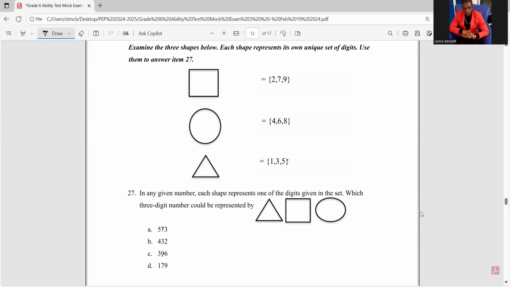It says, examine the 3 shapes below. Each shape represents its own unique set of digits. Use them to answer item 27. So the square, the digits are 2, 7, or 9. For the circle, the digits are 4, 6, or 8. For the triangle, the digits are 1, 3, 5. So this says now, in any given number, each shape represents one of the digits in the set. Which 3-digit number could be represented by the triangle, square, and circle?